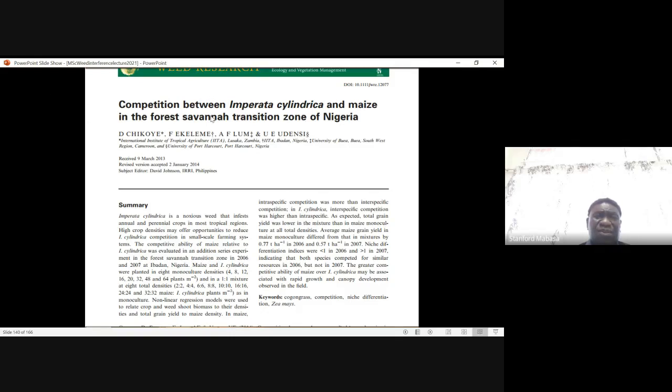Now, there's also a study which was done by Chikoe. Chikoe is a wheat scientist from Zambia, based at IITA in Nigeria. He studied the competition of Imperata cylindrica and maize using the addition series experiment. So you may read this paper and see how this design was used to understand the competition of maize and this grass.